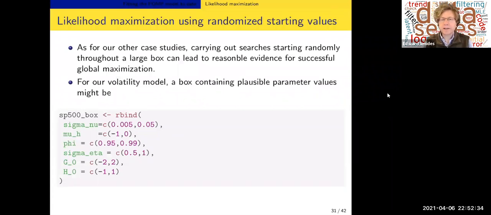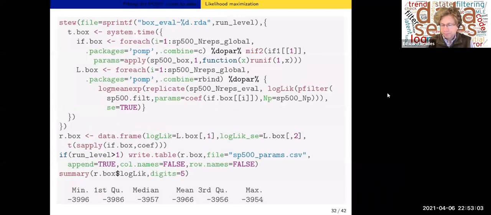Well, now we can do global maximization by starting random draws from a large box and repeating that many times until we're fairly confident that we have maximized, at least in the context of that box. And so here's the box that I used. And the call to MIF2 is very similar to the local search.